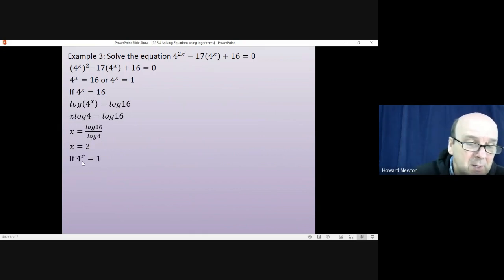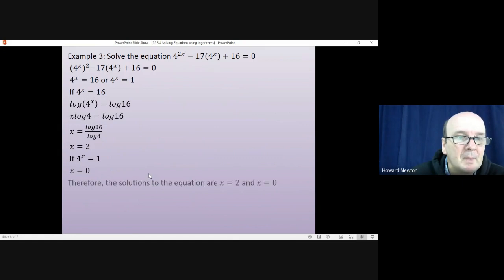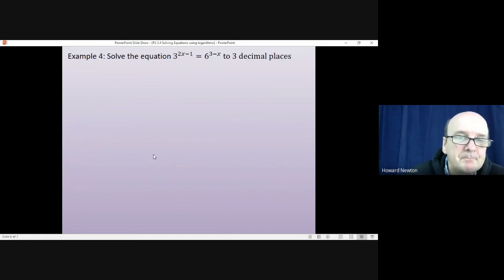This one we will do quickly. So 4 to the power of something equals 1. Well, 4 to the power of 0 is 1. Anything to the power of 0 is 1. So in that case, x must equal 0. Therefore, the solutions to the equation are x equals 2 and x equals 0.